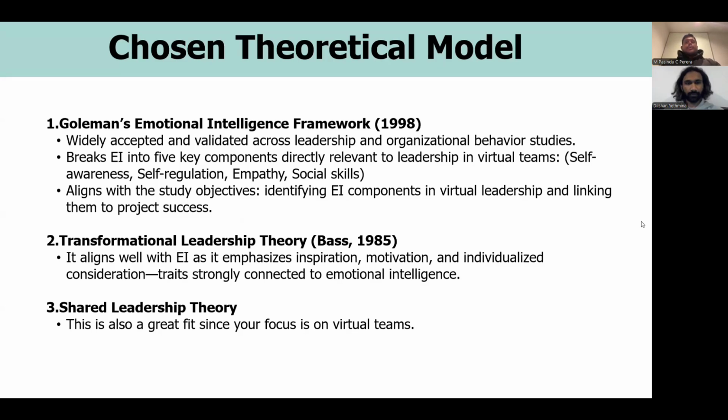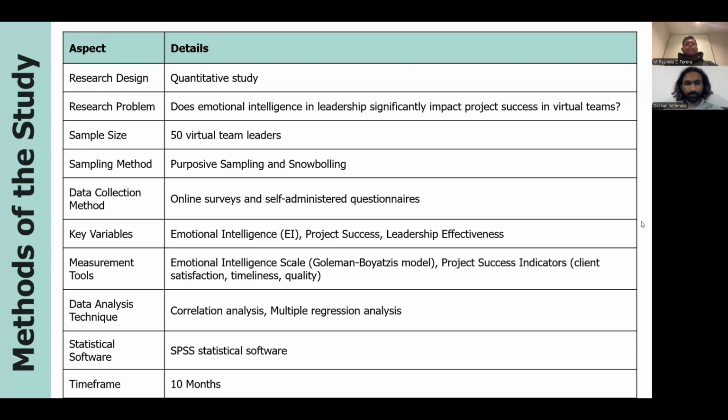In our theoretical model, we have divided into three categories. First one is Goleman's emotional intelligence framework, then transformational leadership theory, and shared leadership theory. So, methods. These are our methods used for this study. This is a quantitative study using snowball sampling method to reach 50 virtual team leaders. We collect data using online surveys with validated instruments like Goleman's emotional intelligence scale, and project success indicators. Analysis will be done through SPSS using multiple regression to assess relationships between variables.